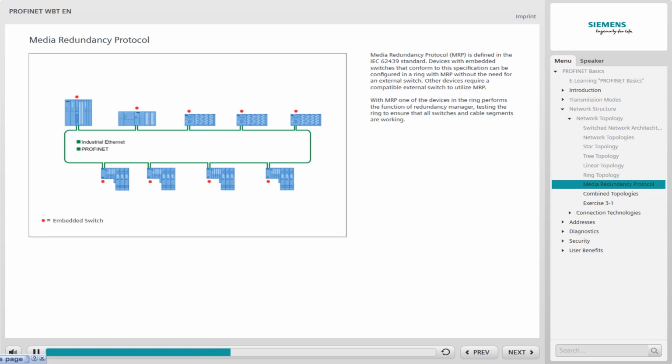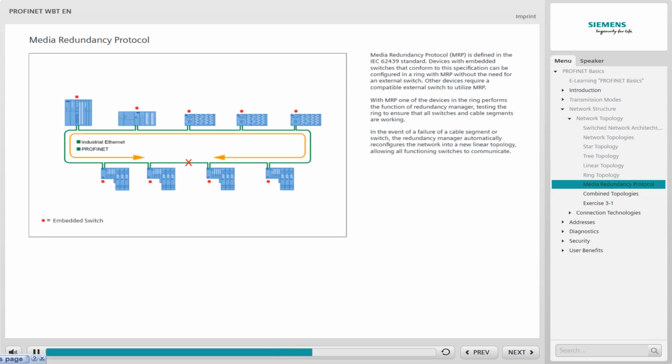With MRP, one of the devices in the ring performs the function of redundancy manager, testing the ring to ensure that all switches and cable segments are working. In the event of a failure of a cable segment or switch, the redundancy manager automatically reconfigures the network into a new linear topology, allowing all functioning switches to communicate. Typical reconfiguration time is in the range of only 200 milliseconds.